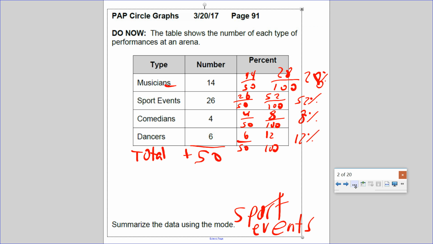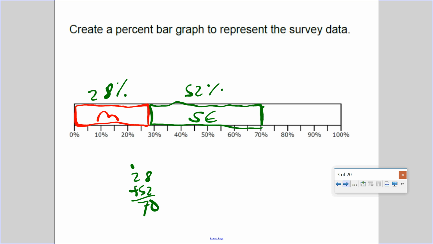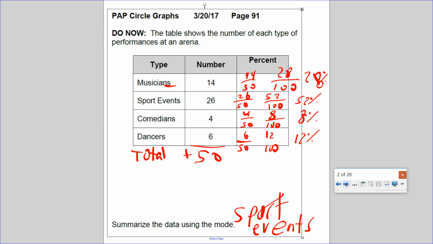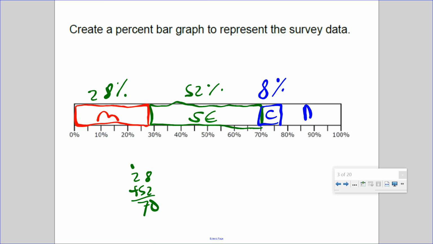Let's use a different pen color. Comedians, 8%. So 8% more would be 60%. 8% more. So right now we're at 80. 8% more would be right here. That would be comedian, 8%. And then whatever's left, the dancers take up the last 12%. So together, this percent bar adds up to 100%.